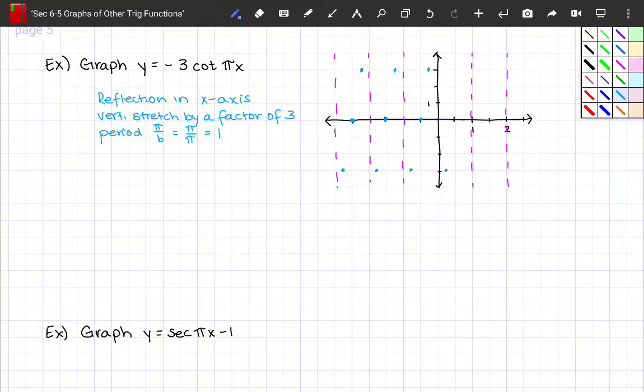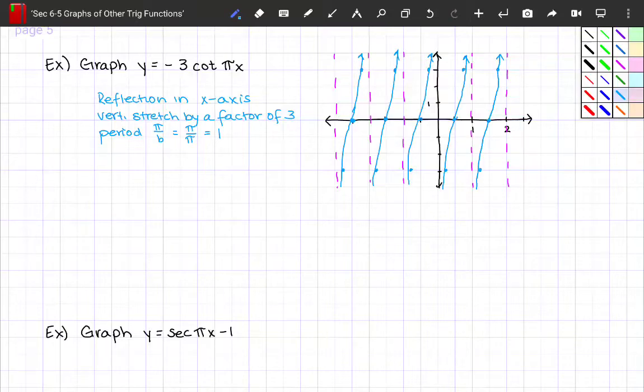So this is going to be a very stretched out, elongated graph. It's going to be very hard to see any kind of twist or curve here. But this is it. Not a very pretty one. And there's your cotangent graph. Yay! Okay, let's take a look at another one.